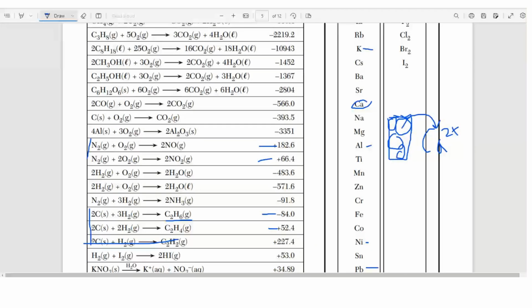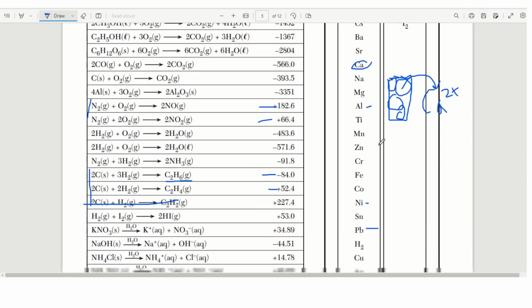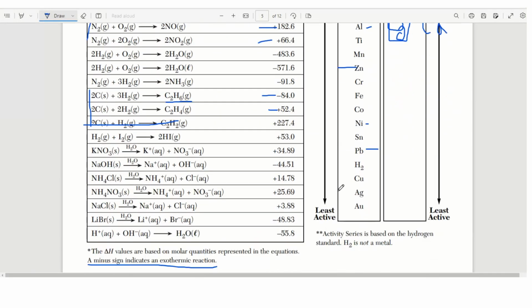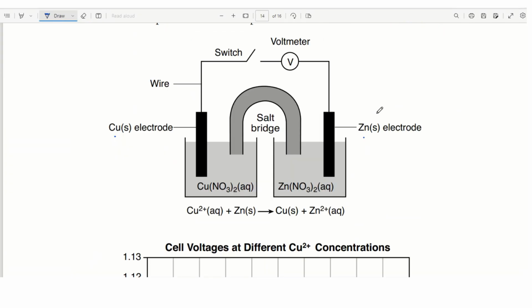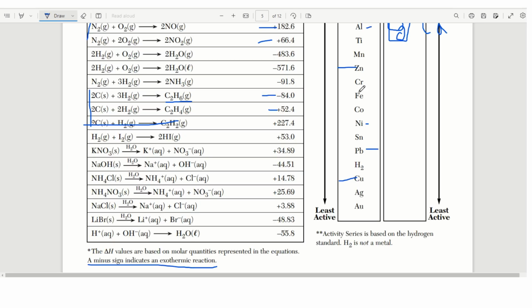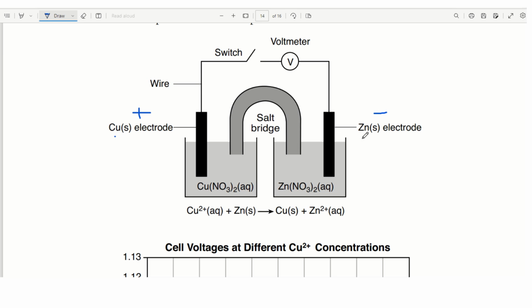And what two do we have? We have zinc and copper. So here's zinc and here's copper. Which one is higher? Zinc. So that means zinc is negative, copper is positive. Since this is voltaic, the higher one is the anode, right? So this is the anode.